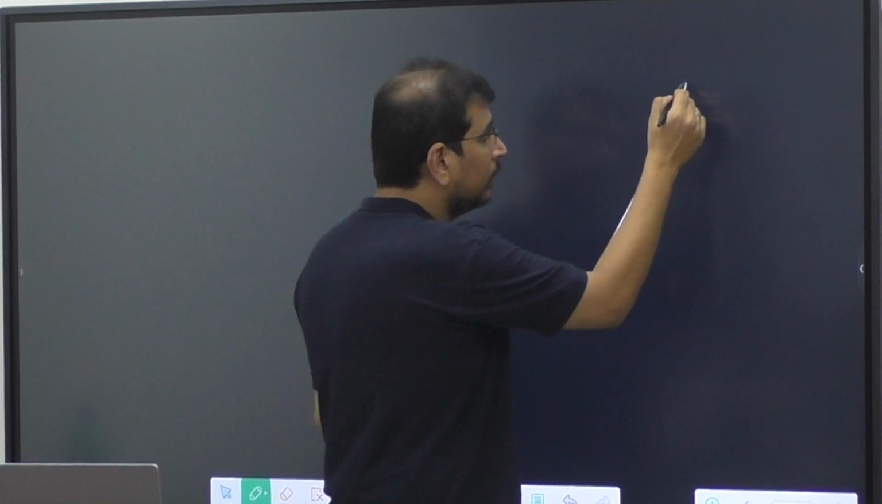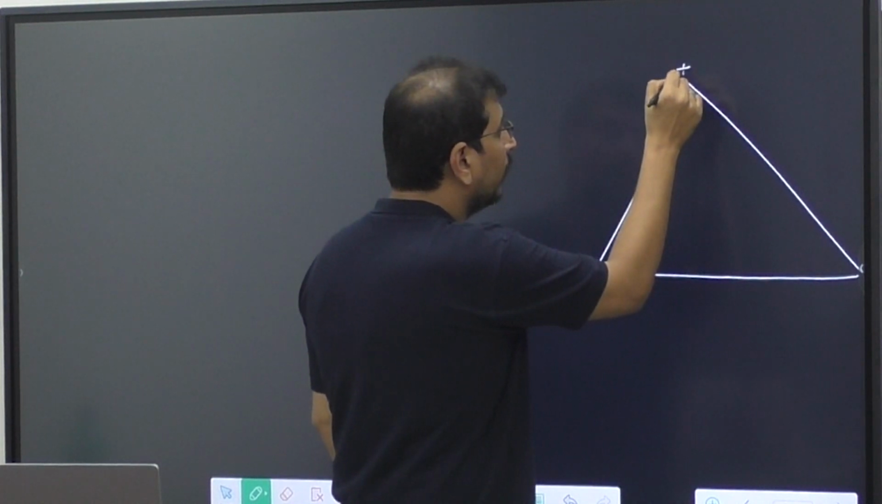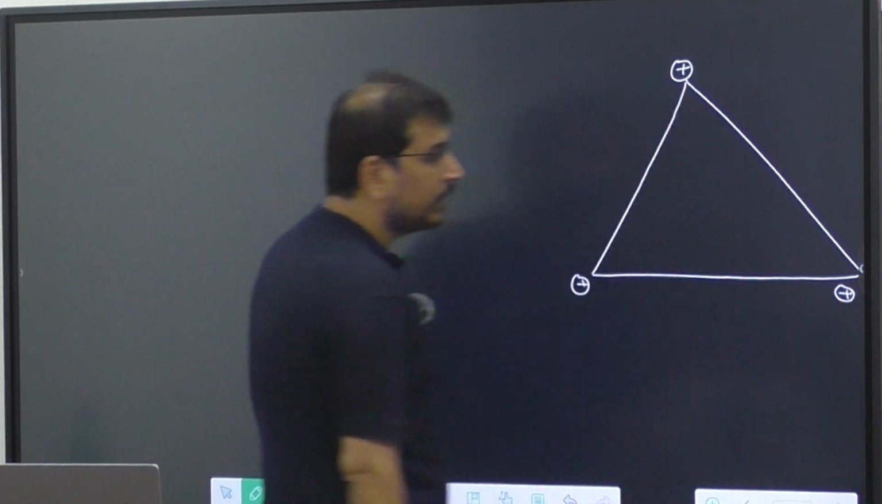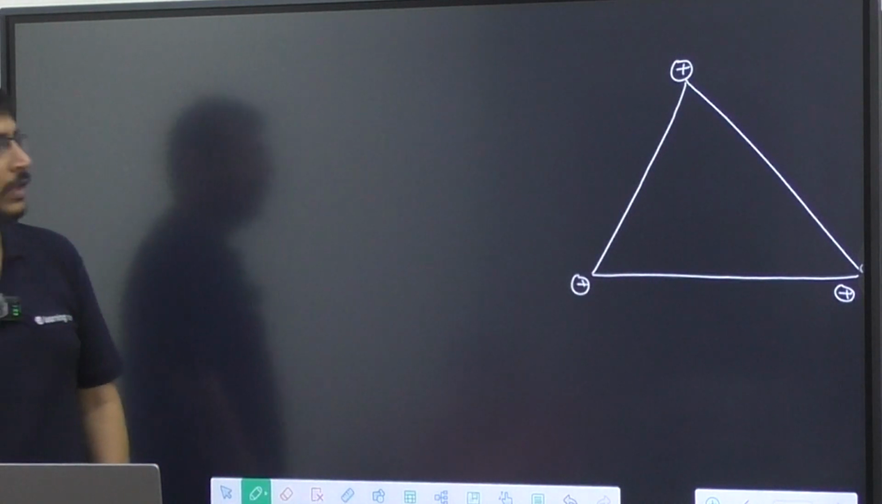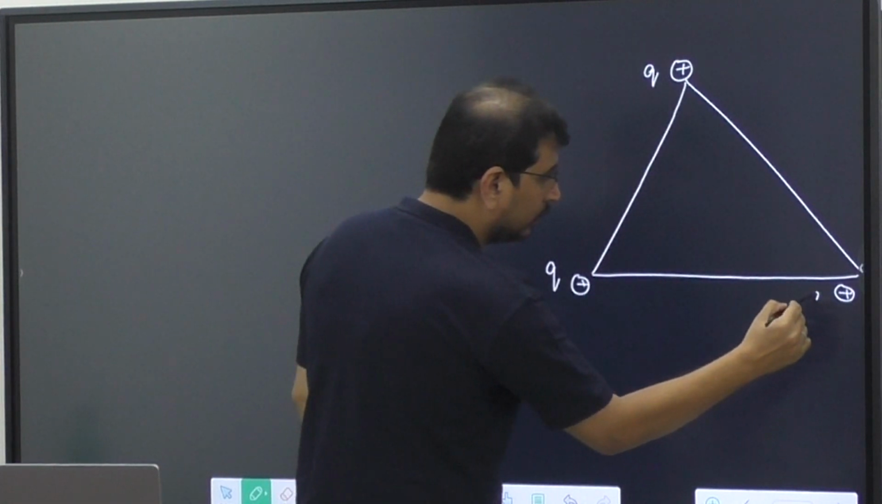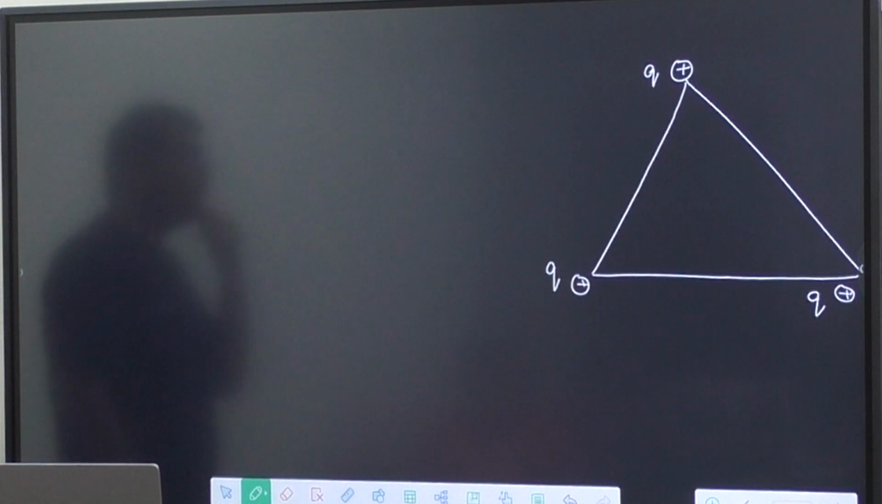There are three charges placed at the vertices of an equilateral triangle. But what are we supposed to do?